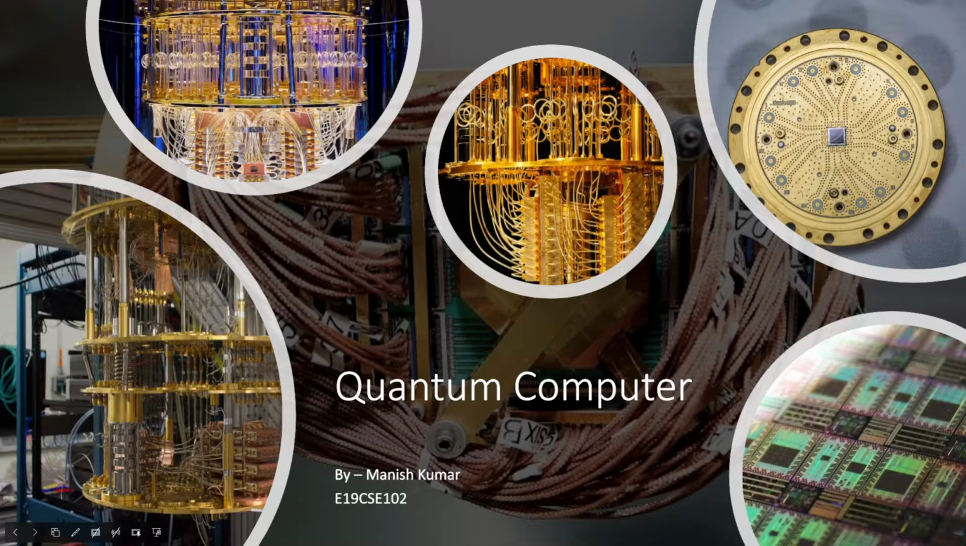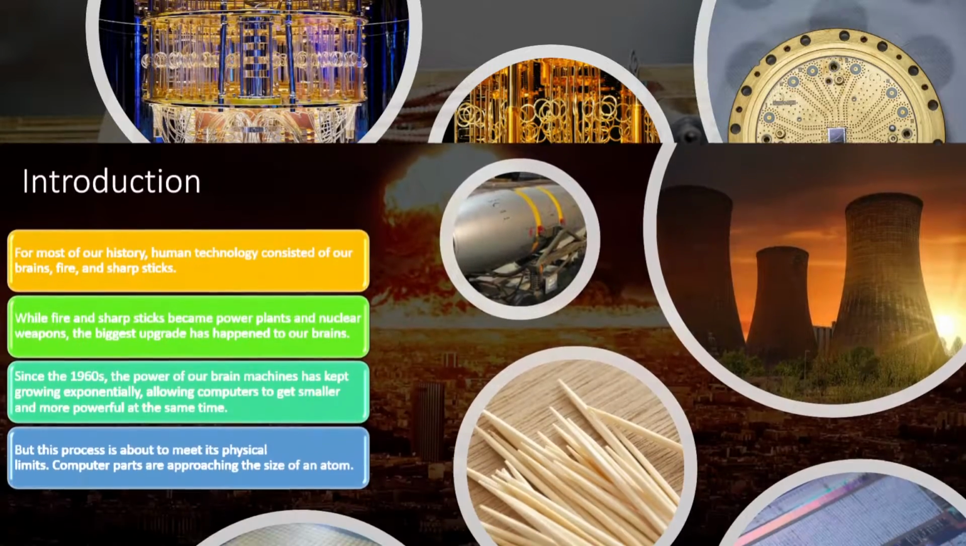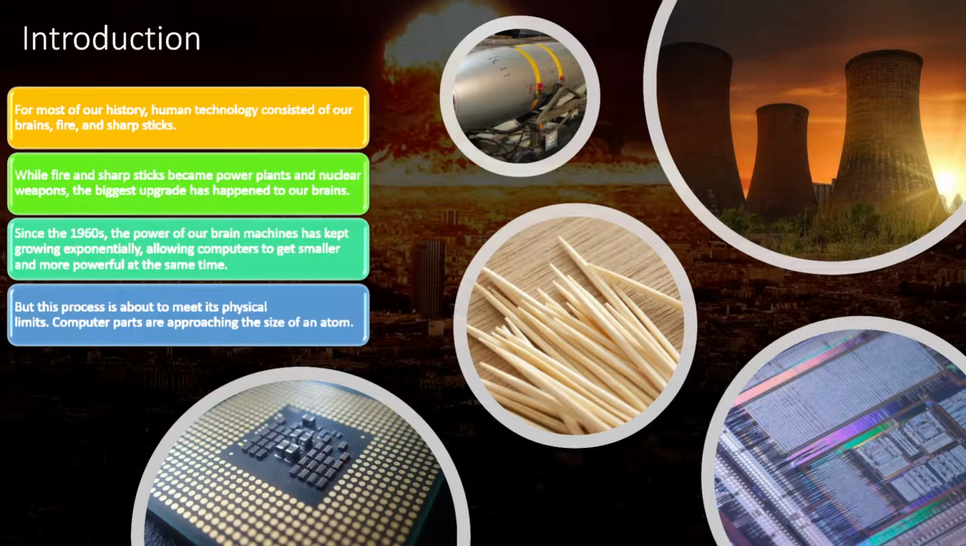So now we will start with our seminar which is based on quantum computers. First we will start with the introduction. For the majority of our existence, human technology was limited to brains, fire and sharp sticks. While fire and sharp sticks evolved into power plants and nuclear weapons, the most significant advancement has occurred in our minds. Since the 1960s, the power of our brain machines has grown tremendously, allowing computers to get smaller while also becoming more powerful. However, this process is approaching its physical limit. Computer components are getting close to the size of an atom.